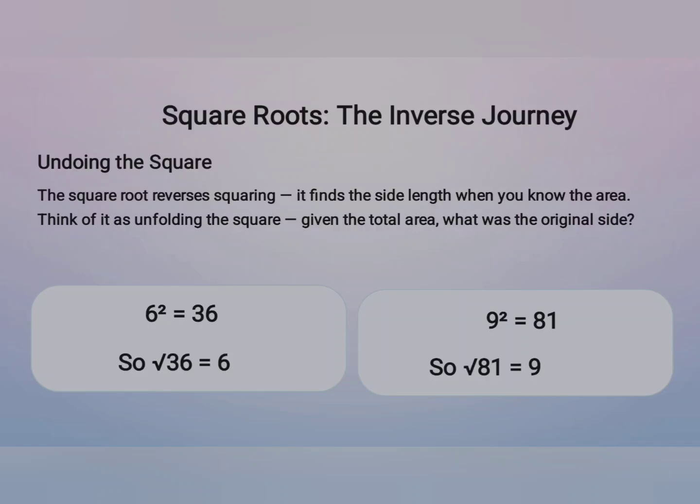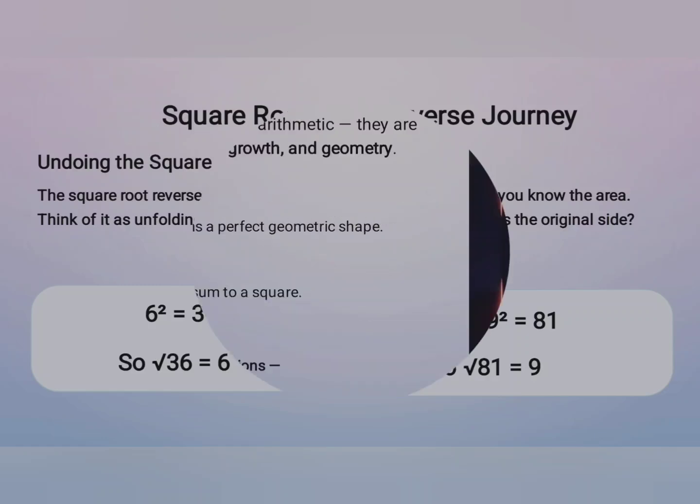Next come square roots, the inverse journey, which is undoing the square. We have seen that we find the square number through the product of a number with itself, whereas the square root reverses squaring. We find one length when we know the area. That is one good example of the application of square and square root. We can find the square root of a number through various methods. One such method is prime factorization.